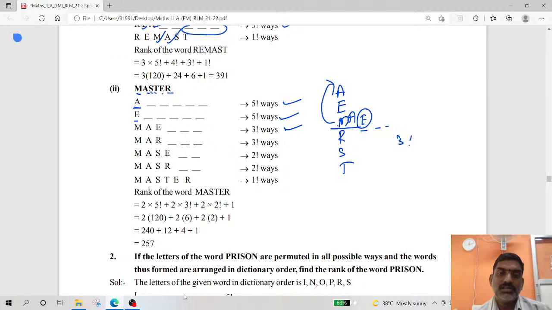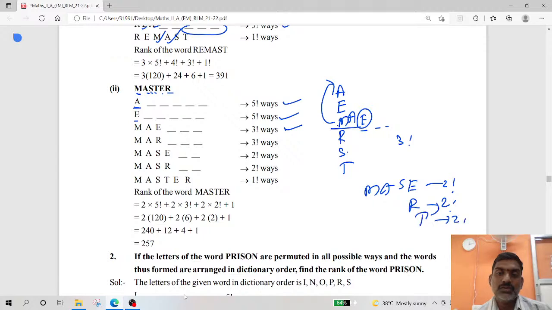Next with S. S is required. So place S there. M, A, S. And again move back. In back we have only letter E. So if we write E here, 2 factorial ways. Next E after M completed, A completed, S completed. E after R we have to write. If we write R again 2 factorial. R after S already there. T we have to write. If we write T 2 factorial will come.